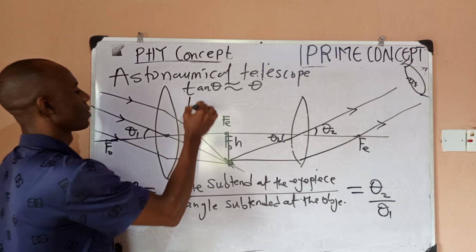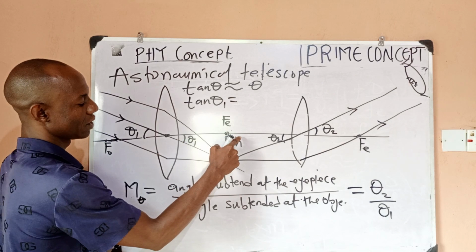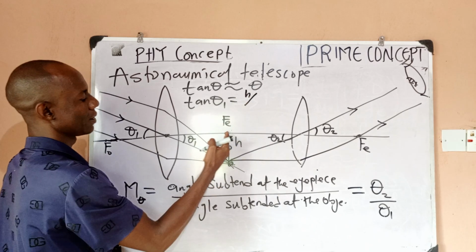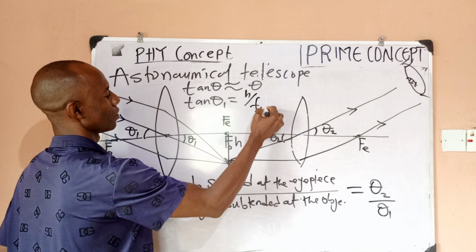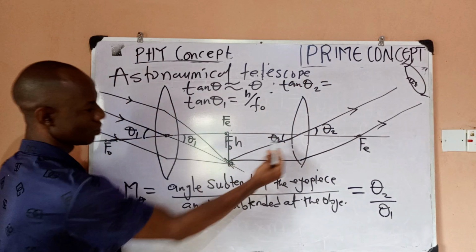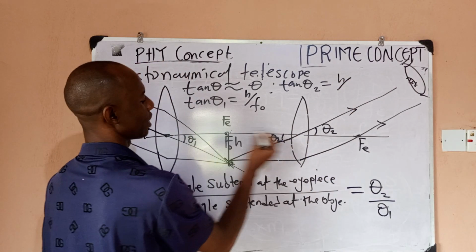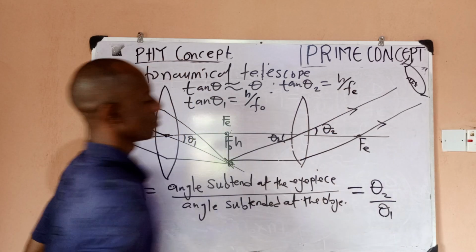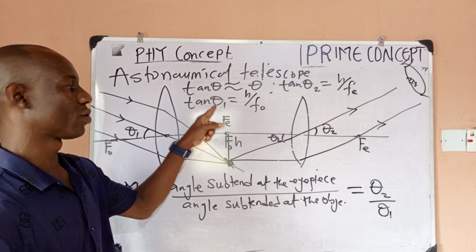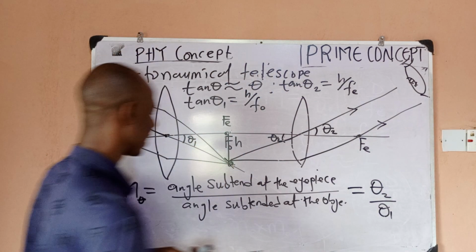Now, tan theta 1, tan is opposite, which is the height H, over adjacent, which is FO. The same way, if you want to get tan theta 2, it is going to be opposite, which is the height H, divided by adjacent, which is FE. So if I use these two relationships, remember tan theta 1 is approximately equal to theta 1, tan theta 2 is approximately equal to theta 2. So it means that I can substitute.